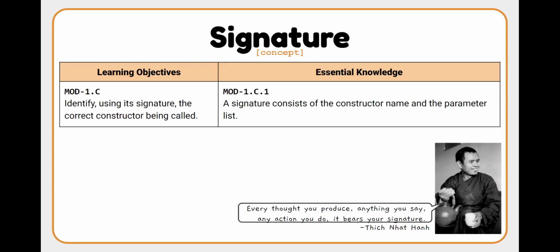So we mentioned a couple of times about a signature. I told you we would talk more in depth about a signature a little later. Well, that later is now. Our learning objective: identify, using its signature, the correct constructor being called.